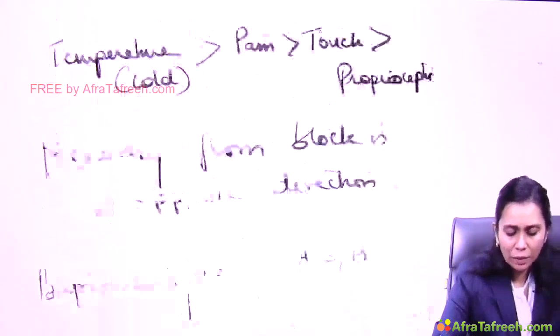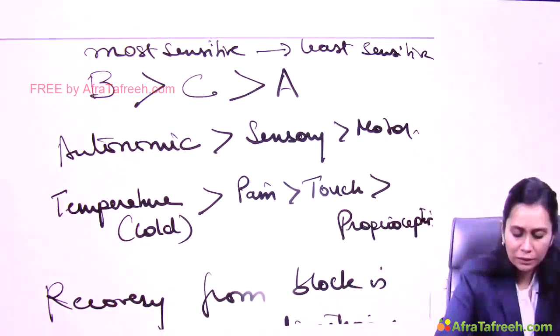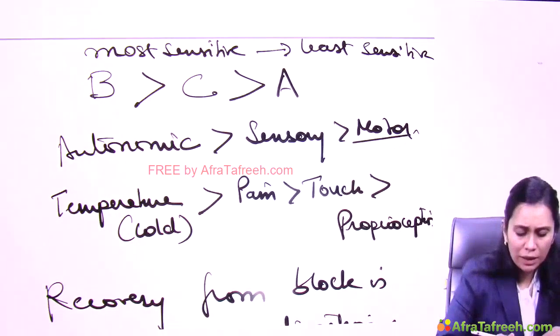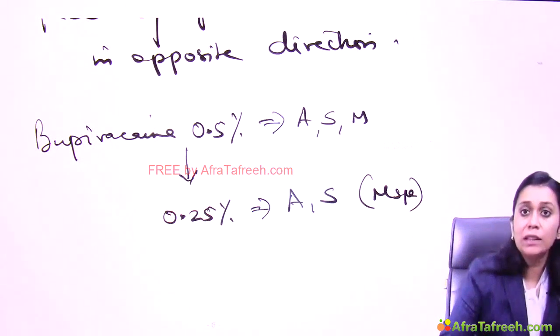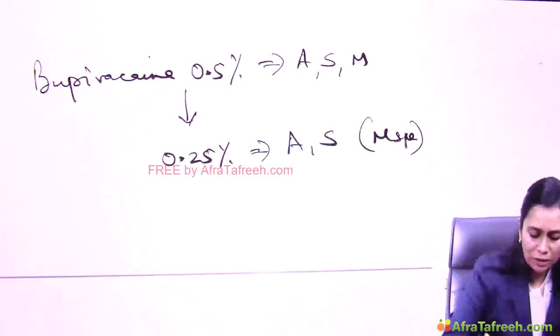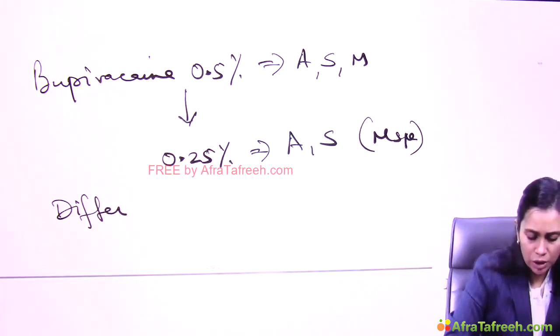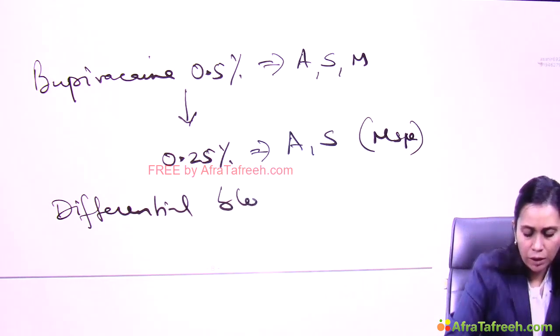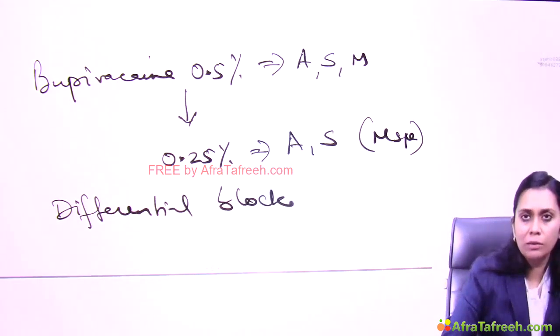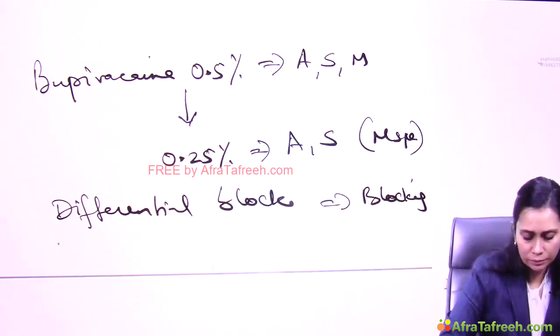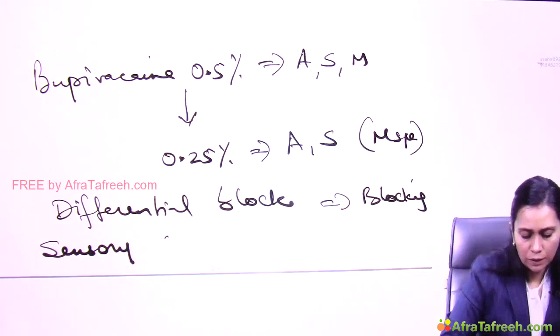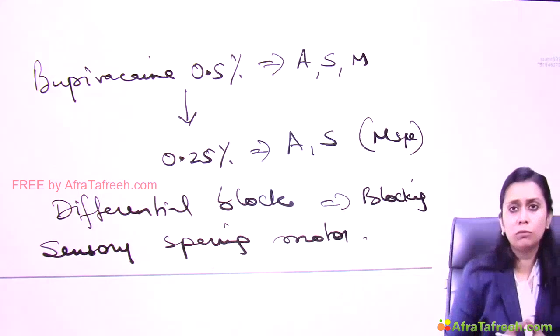What have we written? Motor fibers are least sensitive. Got it? Least sensitive. What do they need? They need a higher concentration. By decreasing the concentration, I can spare the motor fibers and can produce something called differential block. What is this differential block? Differential block is blocking sensory, sparing motor.